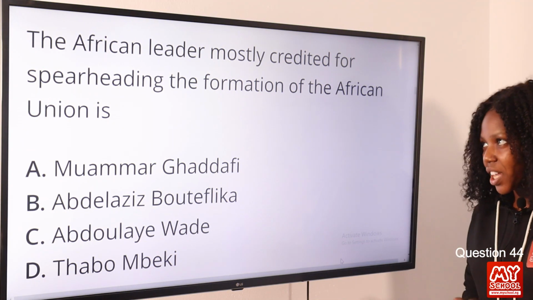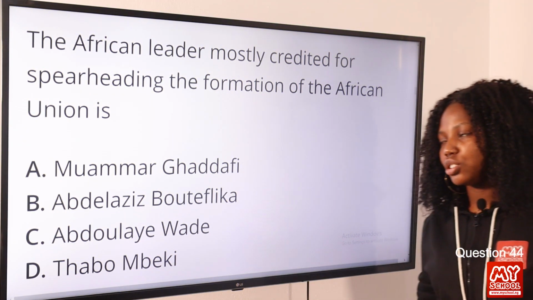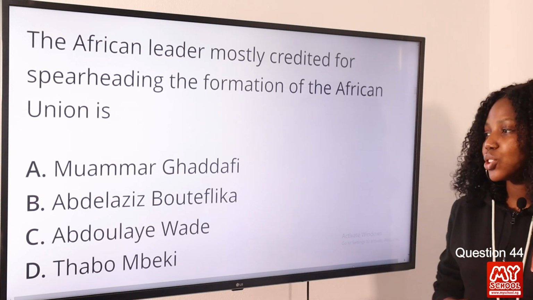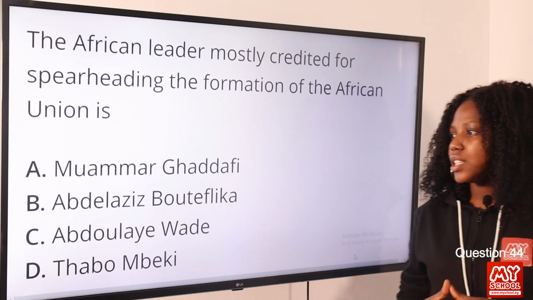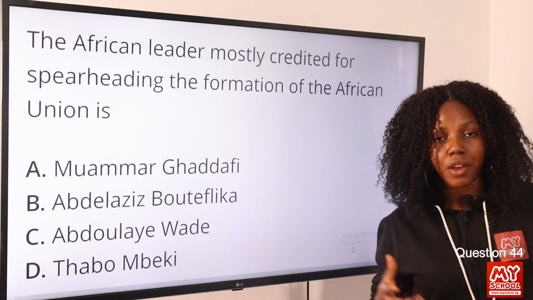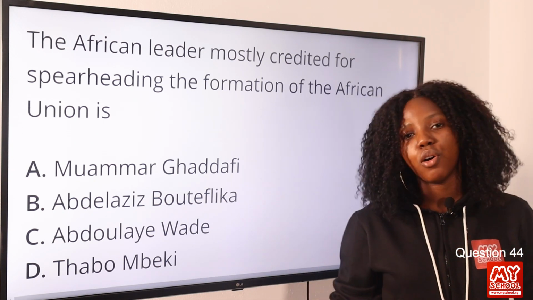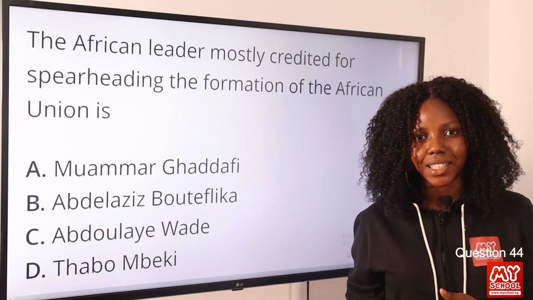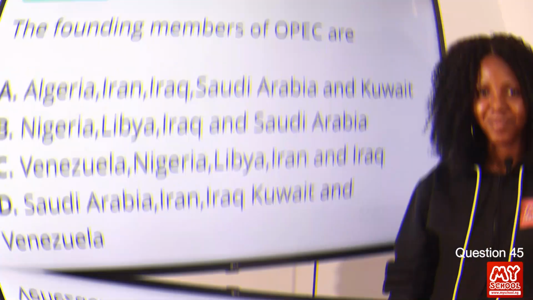Question 44. The African leader mostly credited for spearheading the formation of the African Union is dash. The answer to this question is option A, Muammar Gaddafi. Muammar Gaddafi is a Libyan revolutionary who called for the establishment of the African Union, and it was announced in Libya on the 9th of September 1999. So the answer to this question is option A, Muammar Gaddafi.